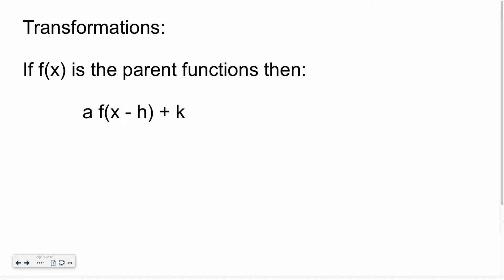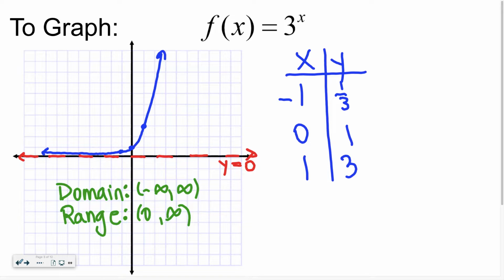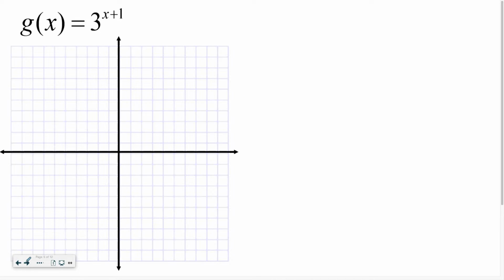Now, I do want to point out that if we are talking about an exponential function, inside the function would be in our exponent. So if you have numbers in with your exponent, that's inside the function. And anything after or before would be considered outside of the function. Okay? For example, we are going to graph 3 to the x plus 1. Go ahead and write it down. G of x equals 3 to the x plus 1.